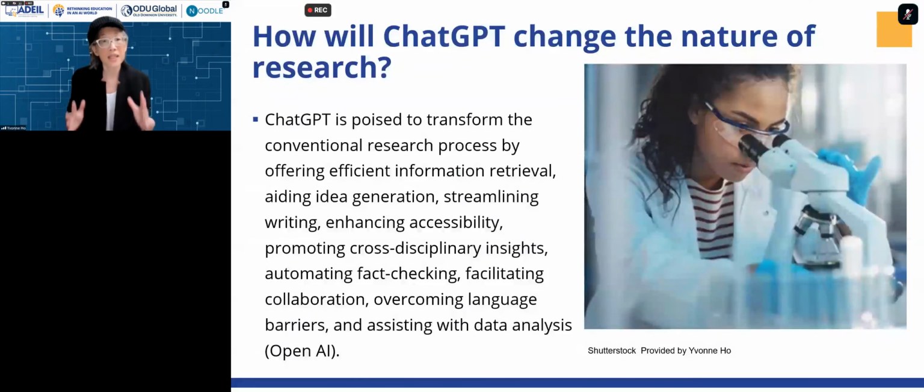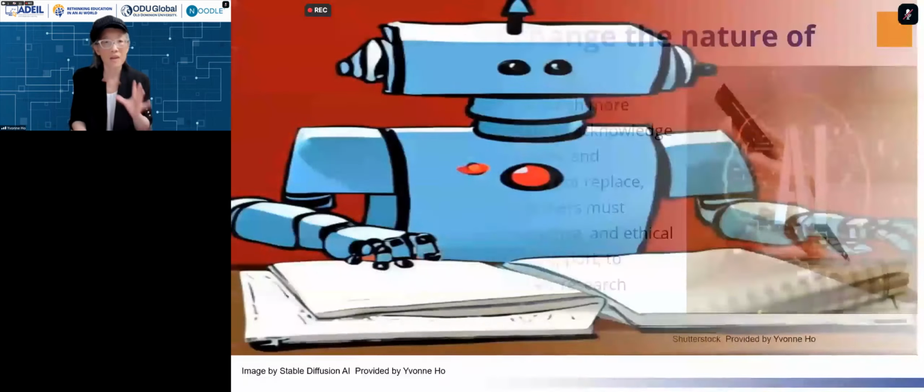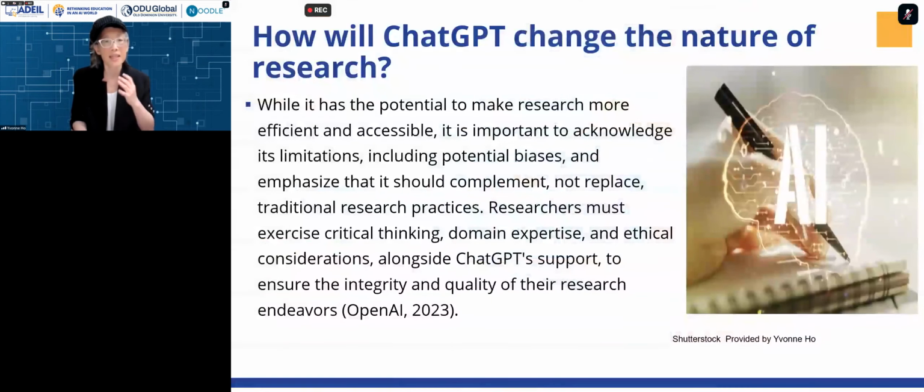So ChatGPT is going to transform the conventional research process by offering efficient information retrieval, aiding idea generation, streamlining writing, enhancing accessibility, promoting cross-disciplinary insights, automating fact-checking, well, not quite, but anyway, facilitating collaboration and overcoming barriers. When you fact-check, you still have to corroborate your material to see that the sources exist.